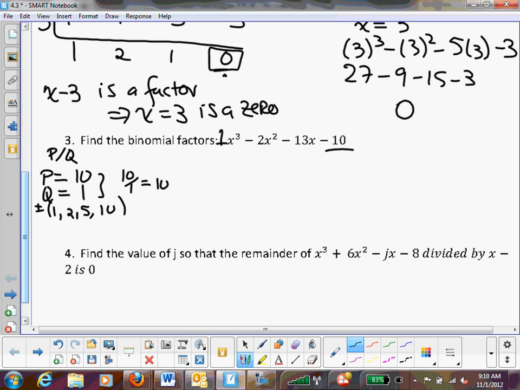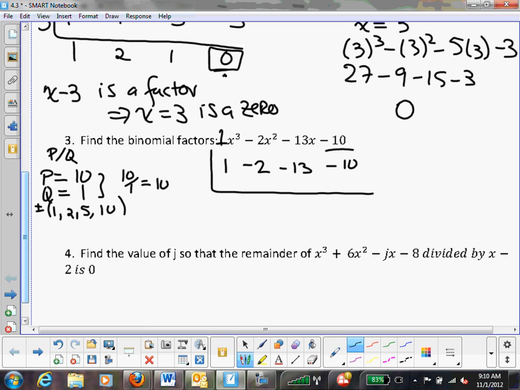So we set up our synthetic division, and unfortunately, this is very trial and error, okay? This is 1, negative 2, negative 13, negative 10. And so let's try negative 1. Bring down the first one. Negative 1 times negative 1 is negative 1. Negative 3. Oh, look at that. Negative 10. 0. Is this a factor? And we know that it's a factor because our remainder is 0.